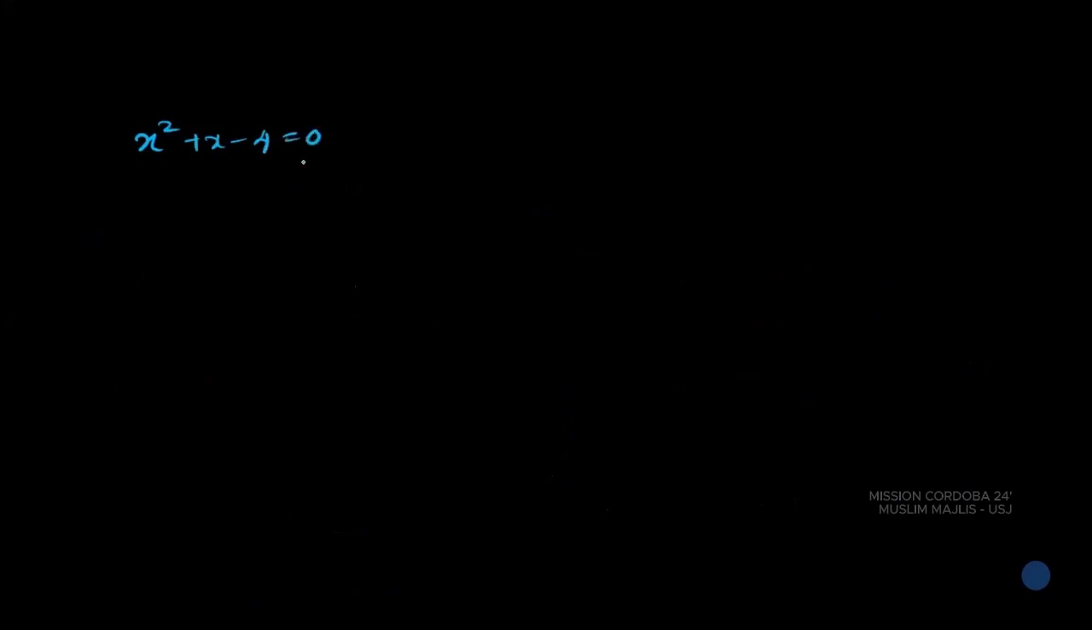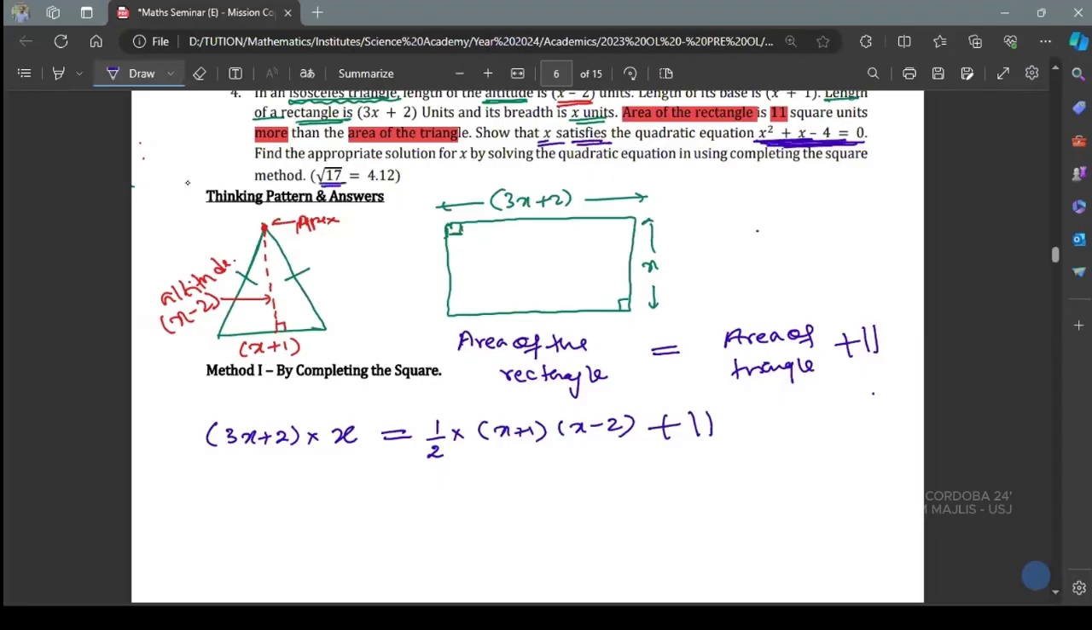Minus 4 equals to 0. They wanted us to simplify this and get an answer for x. And the value they have given, square root of 70, take it as 4.12. So they wanted us to find an appropriate solution for x by solving the quadratic equation using the completing the square method.